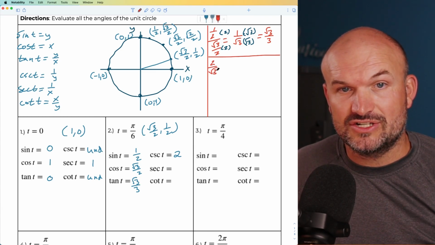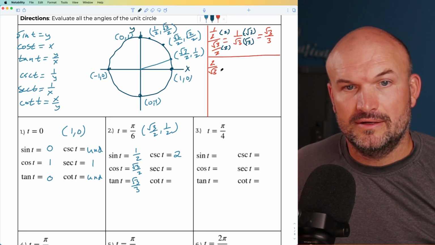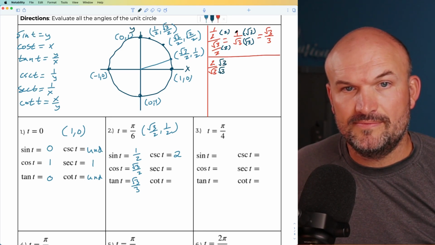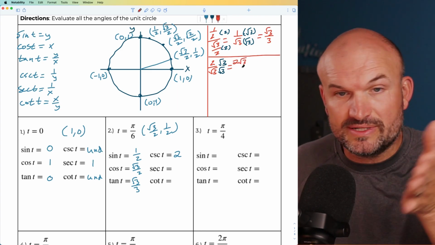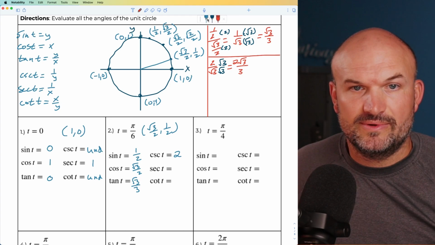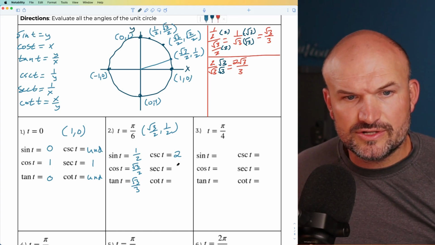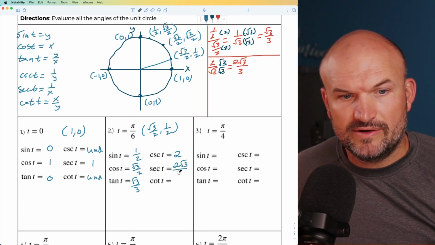Again, ladies and gentlemen, just rationalize the denominator here. That's going to be a square root of 3 over square root of 3. And that is just going to equal here a 2 square root of 3. And then square root of 3 times square root of 3 is just going to be a 3. Okay, so we figured out another one. So this would be 2 square root of 3 over 3.